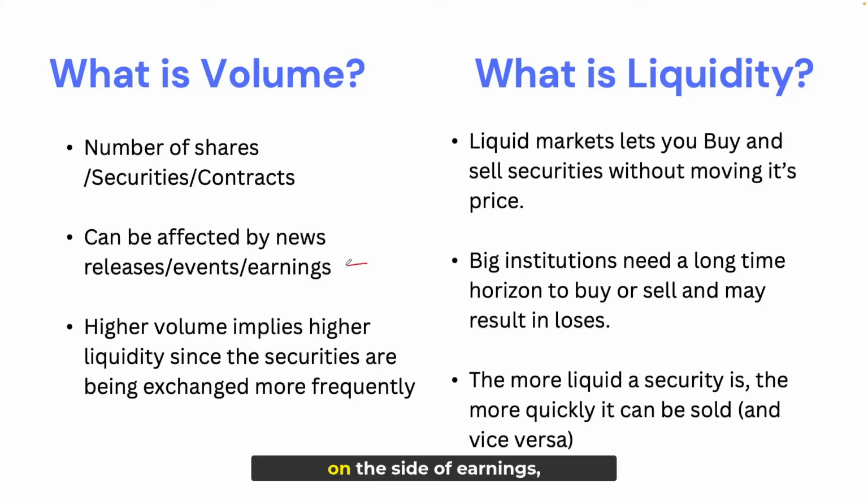For example, on the side of earnings, if you are trading NQ and you have Apple earnings, you will see a spike immediately in volume. Okay, so higher volume implies higher liquidity since the securities are being exchanged more frequently.